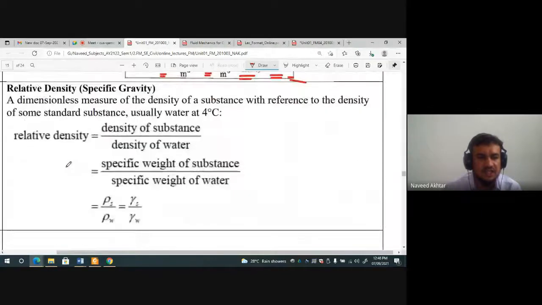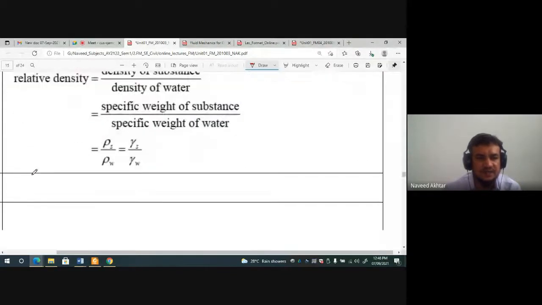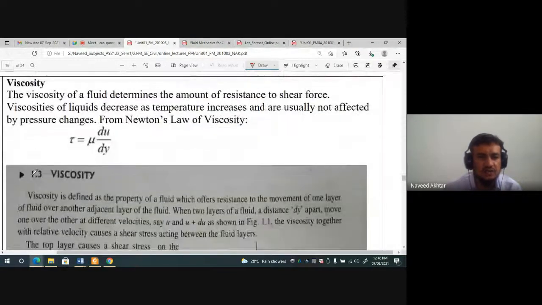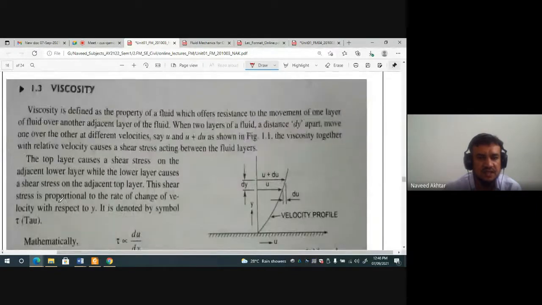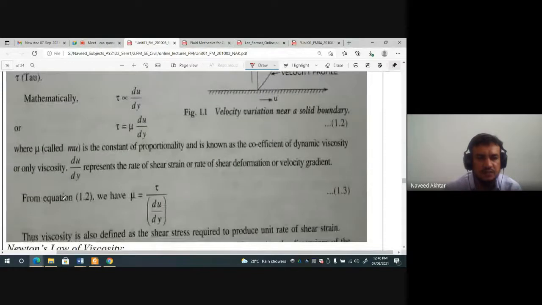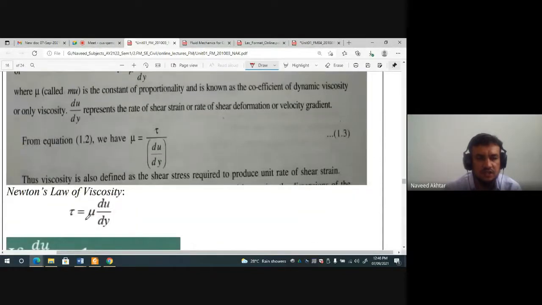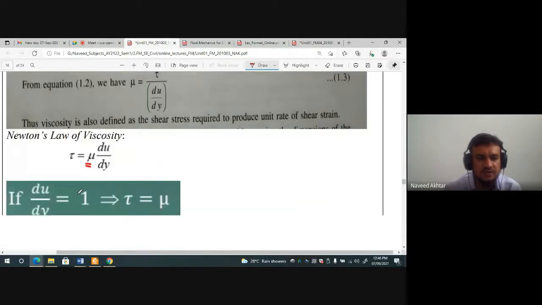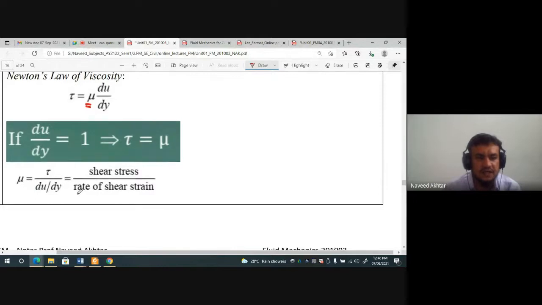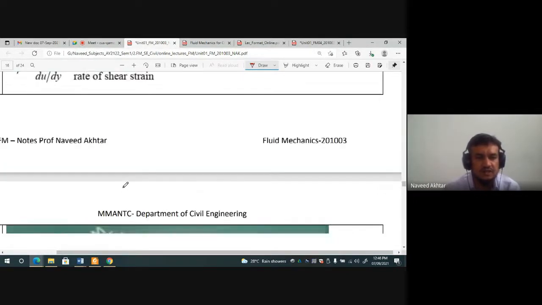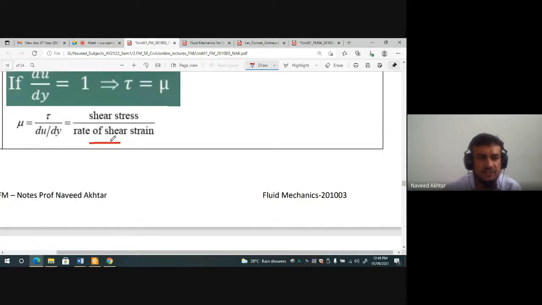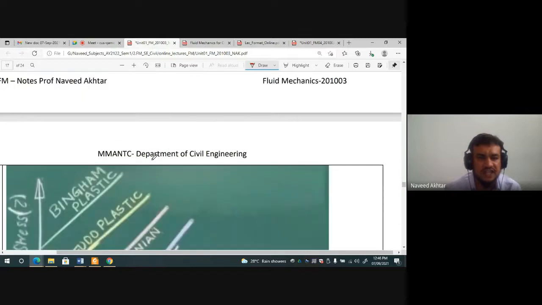Then you have seen the relative density, that is specific gravity, and viscosity. We covered this in the previous lecture, and that is mu. Mu is the coefficient of viscosity, the dynamic viscosity, and that is nothing but the ratio of shear stress to the rate of shear strain. Why the rate of shear strain? Because in liquid, the continuous change of shear strain will take place.